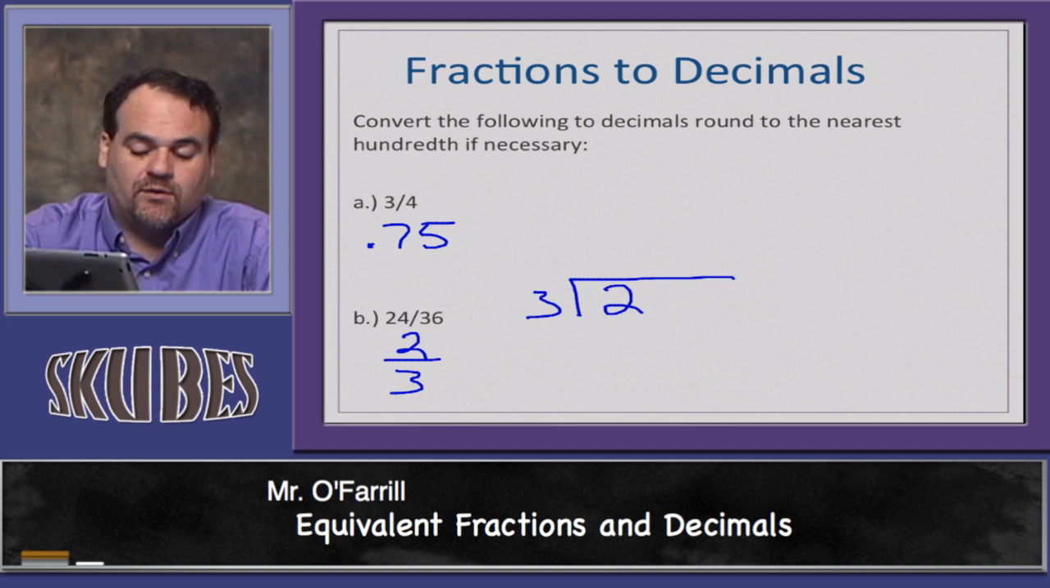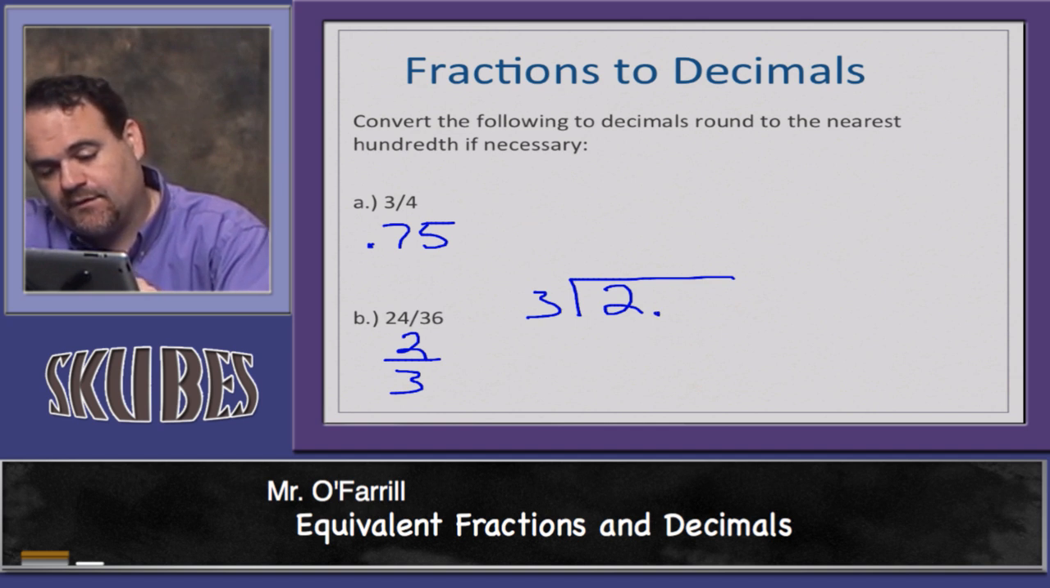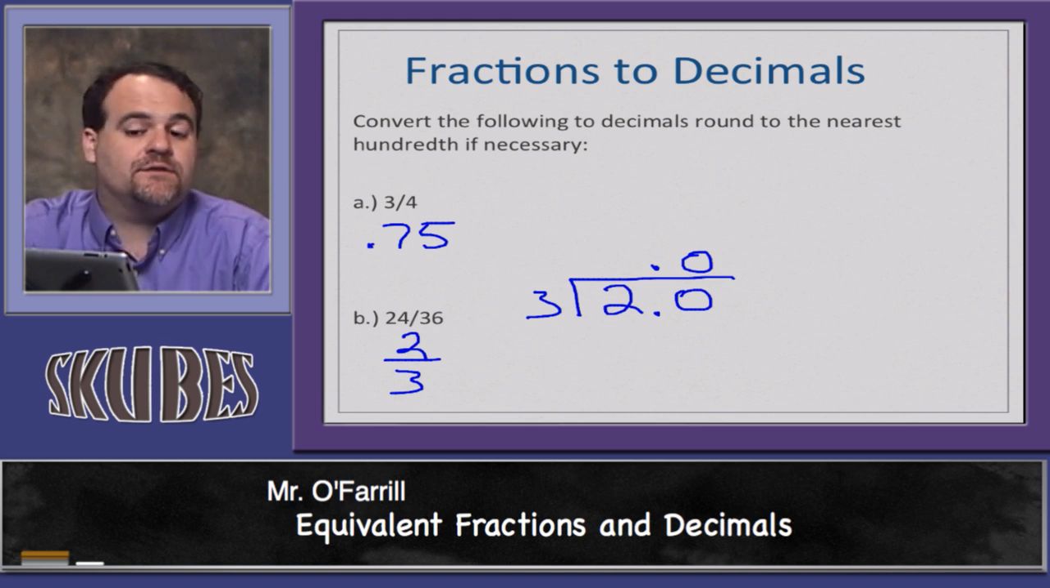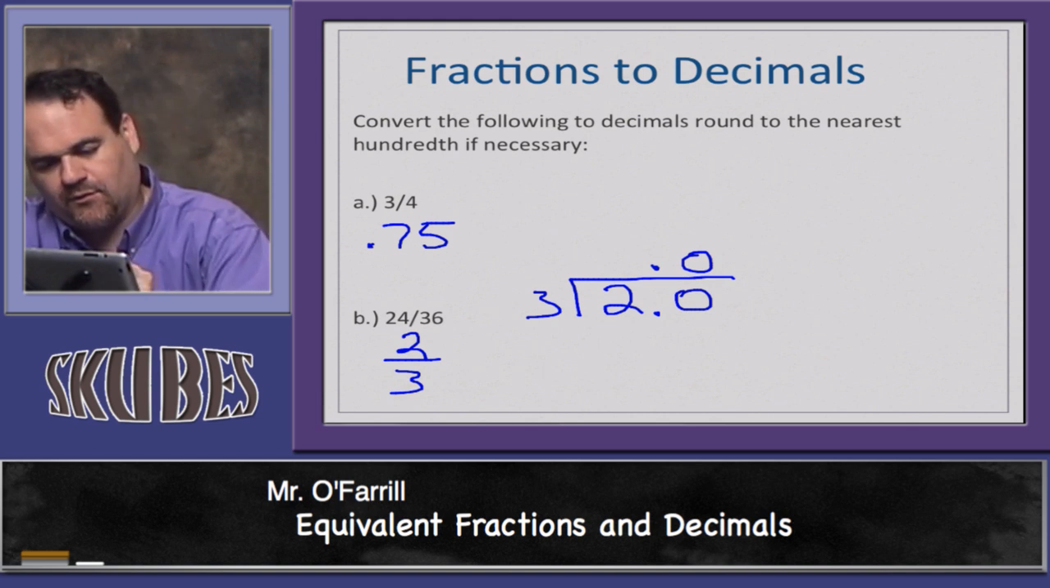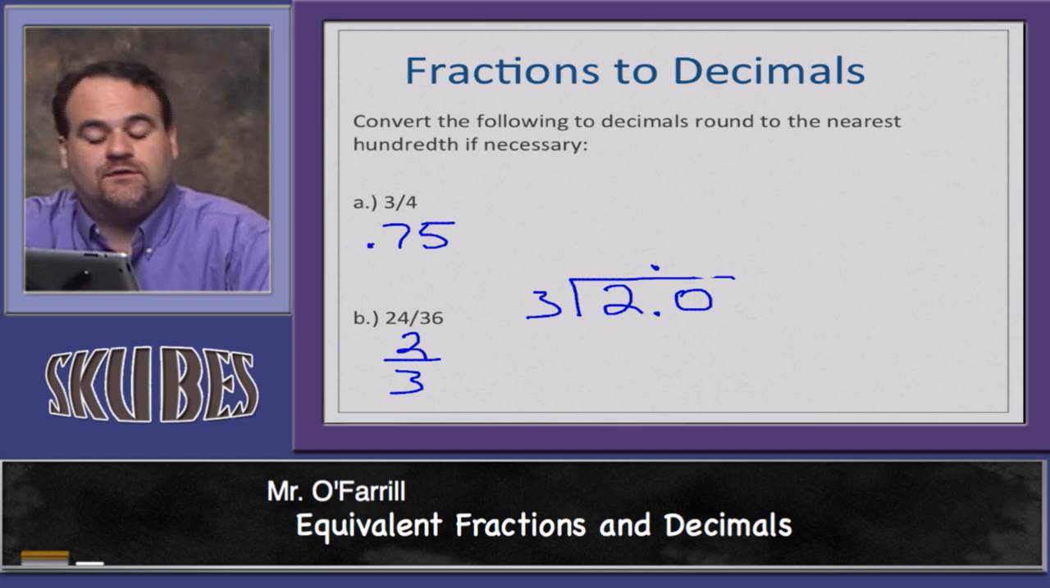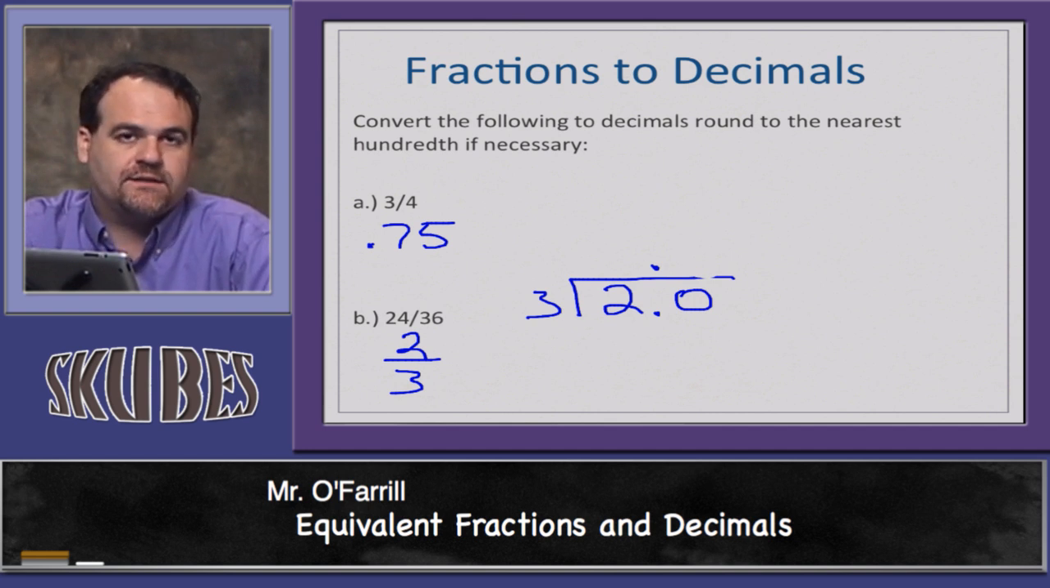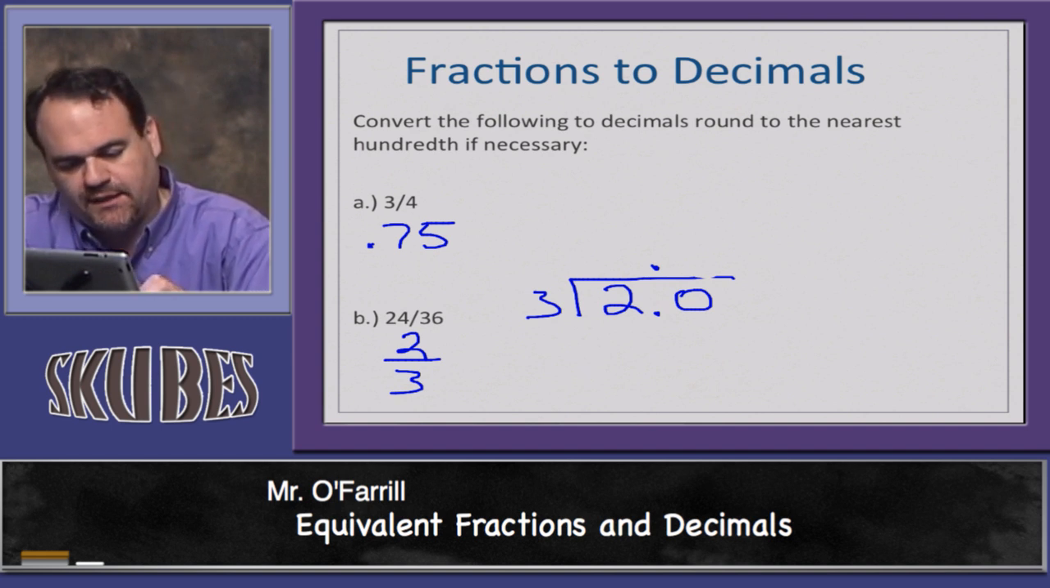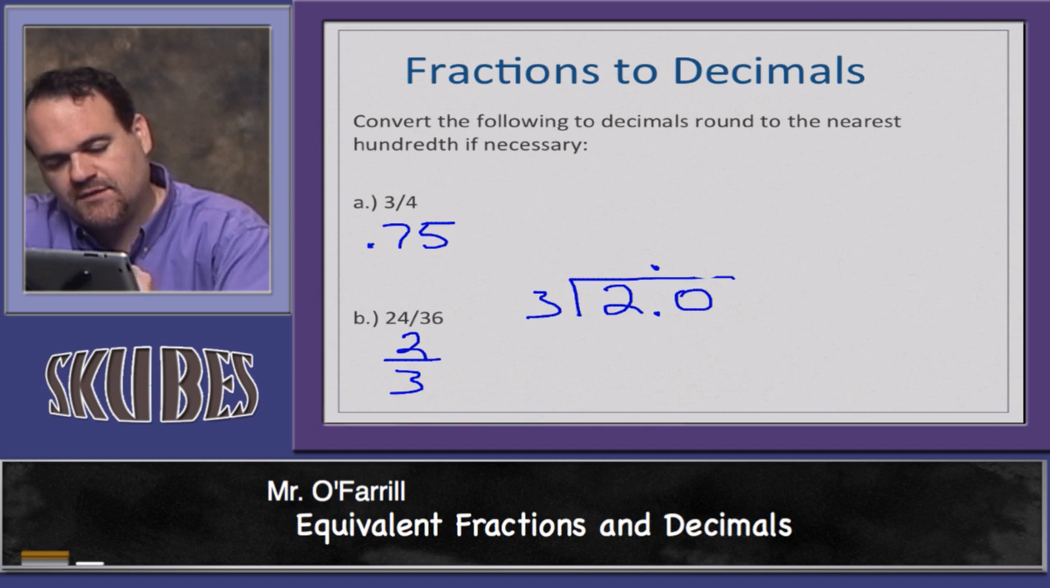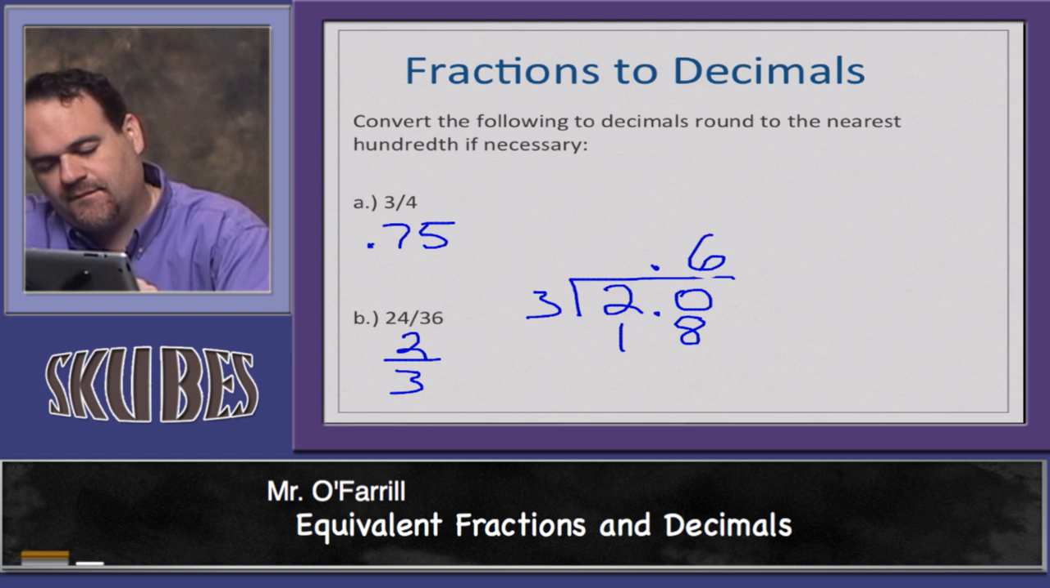And once again, we're going to need to add a 0 after the decimal. 3 goes into 20. Well, let's see. 3 times 6 is 18. 3 times 7 is 21. That's too big. So we're going to say 3 times 6. Here's 18.